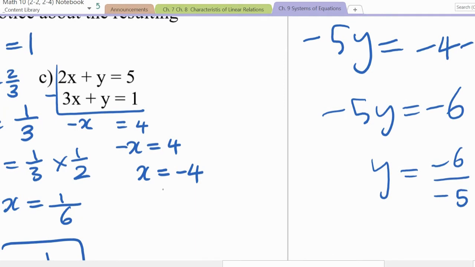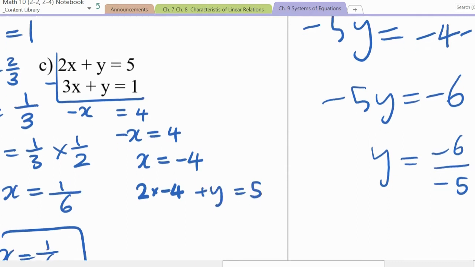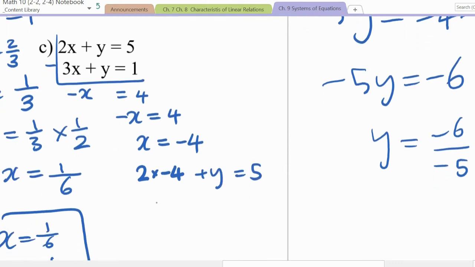And now we're going to find y. All right? So let's choose one of those two equations. You can just choose either. I'm just going to choose the top one. 2 times x. So the times is hiding here. 2 times x plus y equals 5. Then 2 times negative 4 is negative 8, plus y equals 5.